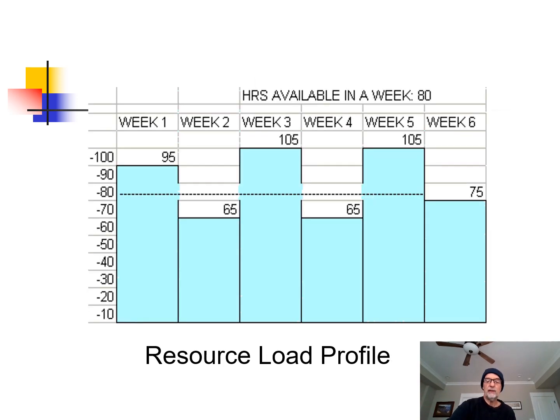And here's a really good slide that shows a resource load profile. So we have 6 weeks worth of work, and you can see a hyphenated line at 80. That shows what our capacity is for 80 hours in a week. Let's say it's 2 people working 40 hours. Well, for weeks 1, 3, and 5, we have too much work scheduled. And for weeks 2, 4, and 6, we don't have enough. So we could basically move some of the work scheduled for weeks 1, 3, and 5 into those other weeks.